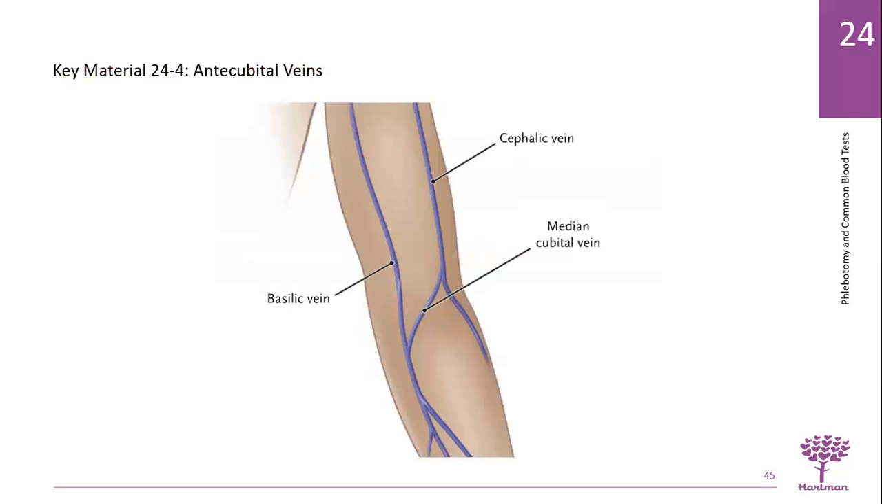And here is a picture of your antecubital veins. Your cephalic vein, if you look at your thumb side, your cephalic vein is always on the thumb side of your arm, on the outside. And your basilic is on the inside, closer to your body. And that median cubital vein is always in the middle. And sometime close to now, you're going to be looking at veins on each other.